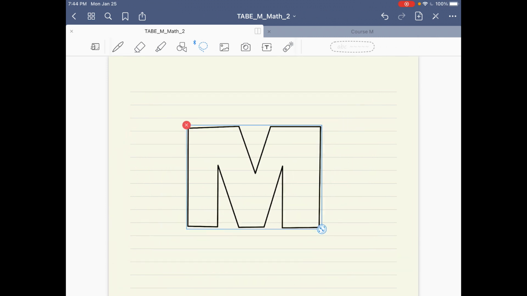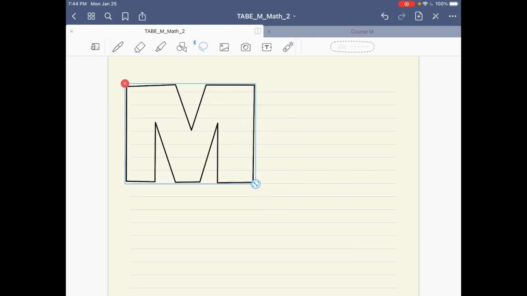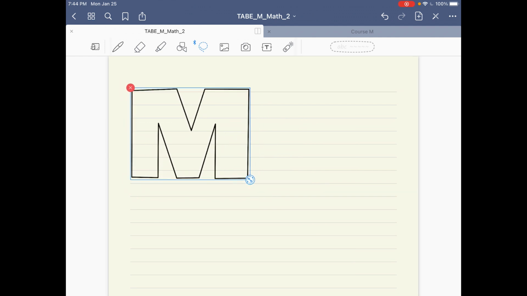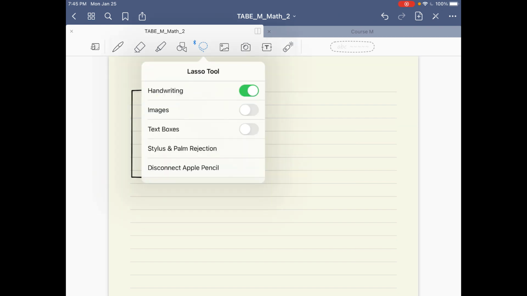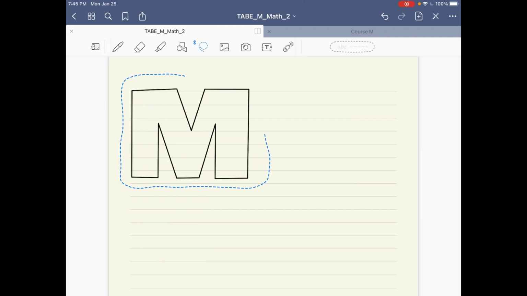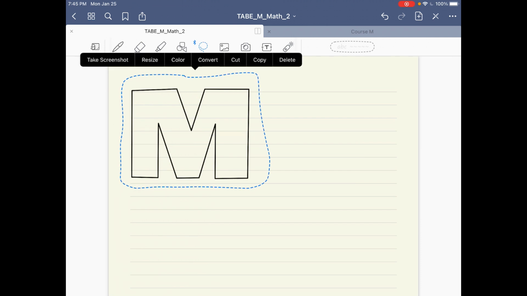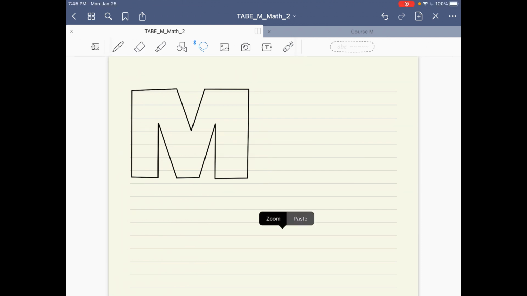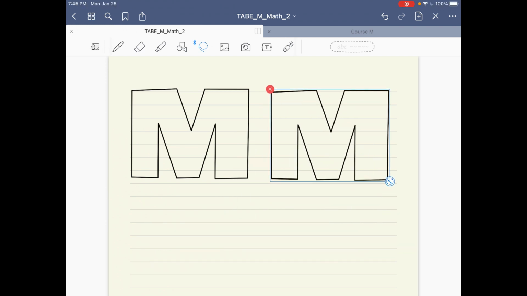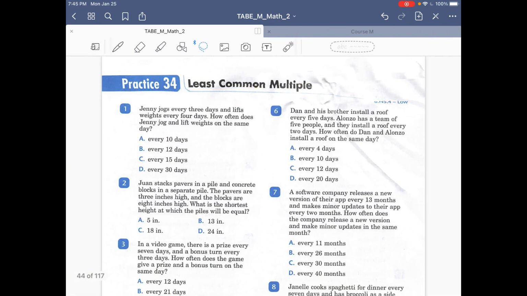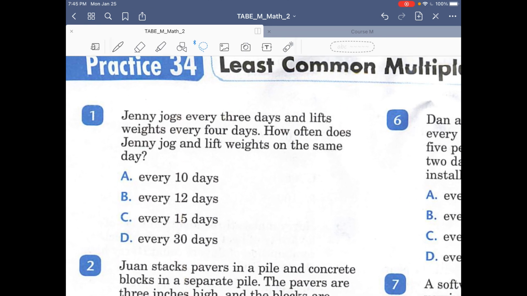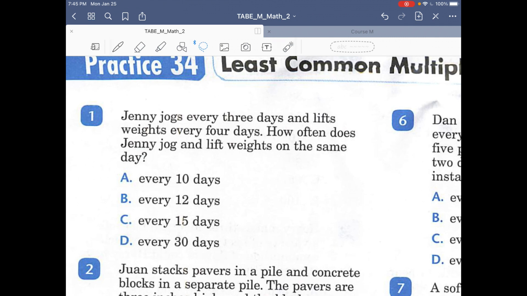So let me resize it so it's not so huge. I'm going to try to get two of these on one row. Remember, when you're dealing with this large M, that this is talking about multiples, M for multiples, which is a form of building up. So we are going to be building up for these problems, and I think that's going to work just fine. Okay, let's look back here at number 1, and I'll read the problem and then we'll figure out how to work it.